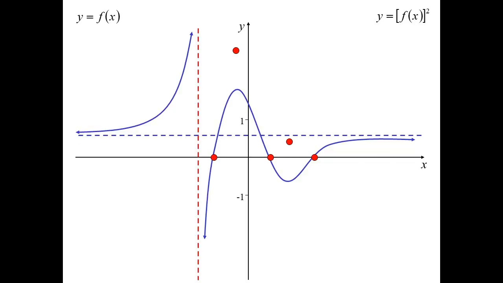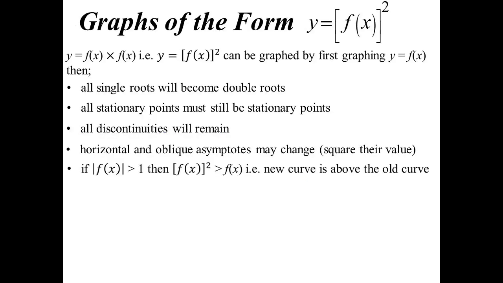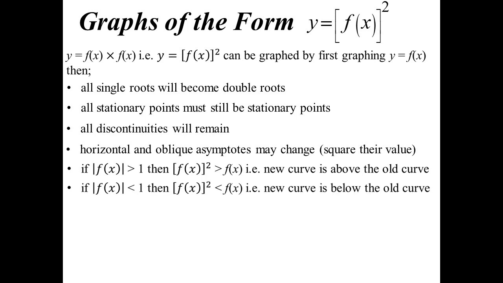So on our one, this vertical asymptote, that's going to stay there. The horizontal asymptote, well, it was less than 1. Square a number less than 1, it gets smaller. That horizontal asymptote will come down. So about there I'll put it. Square a number bigger than 1, then the square is bigger than the original function. When it comes to drawing, what we're saying is I should draw the new curve above the old curve. It's going to be bigger. If it's less than 1, then when I square it, it's going to get smaller. So the new curve should go below the old curve.